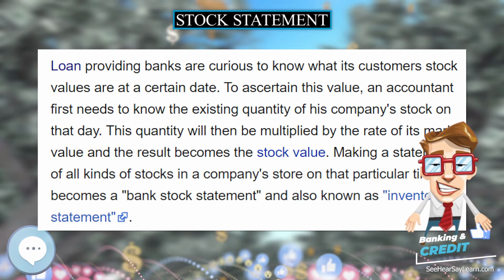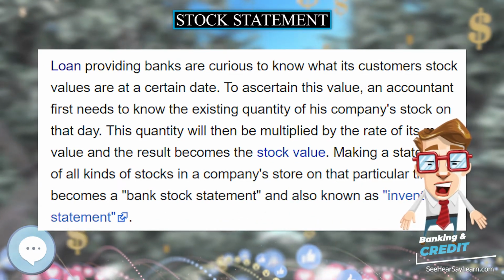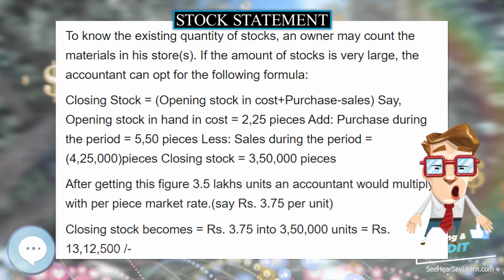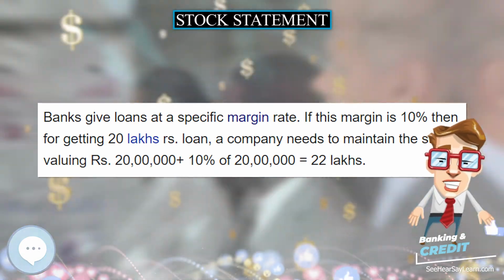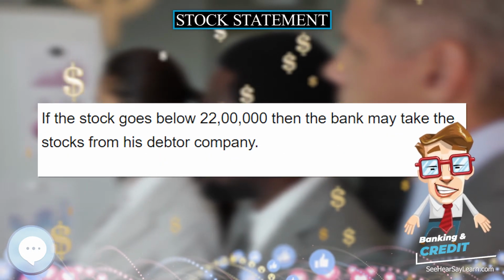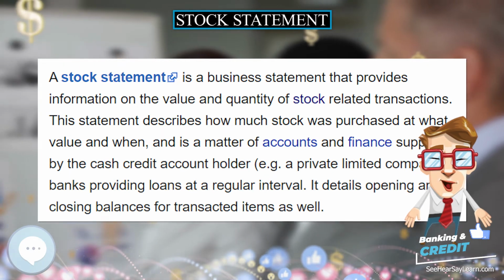After getting this figure, 3.5 lakh units, an accountant would multiply it by the per piece market rate. Say 3 rupees and 75 paise per unit. Closing stock equals 3 rupees and 75 paise into 350,000 units, which equals 1,312,500 rupees.